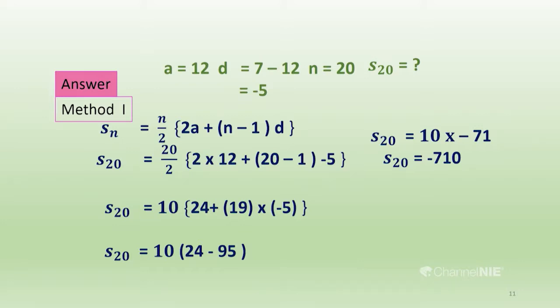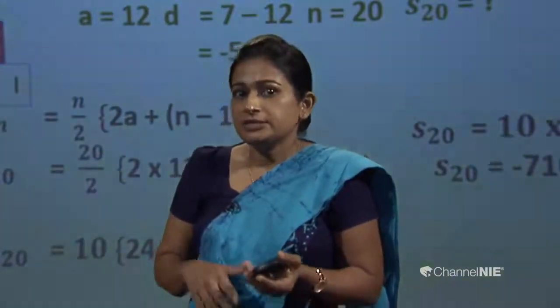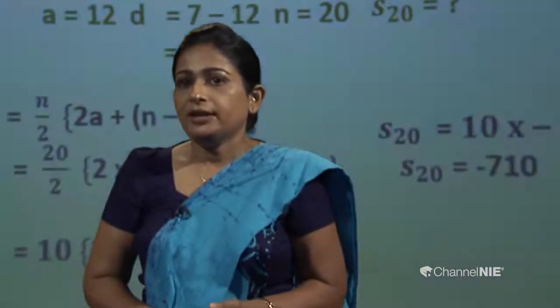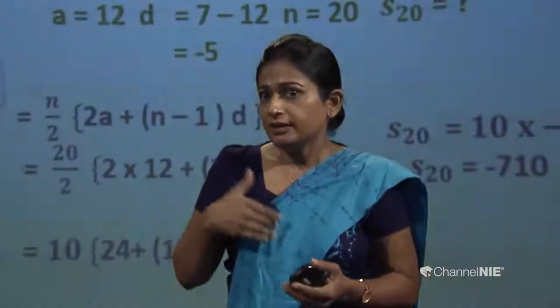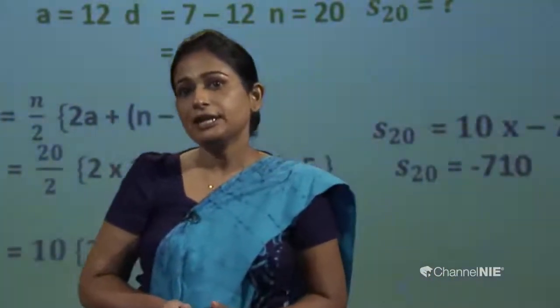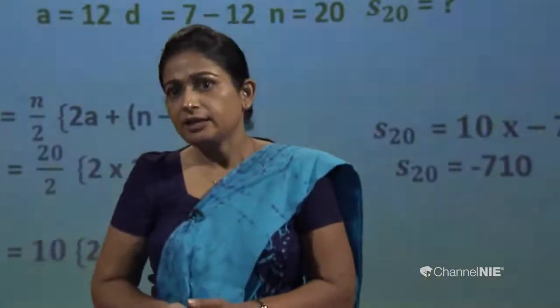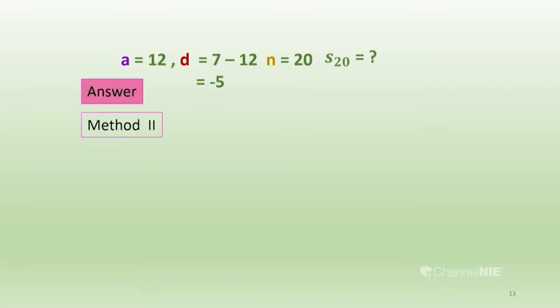Now, I am going to do the same sum using another formula, because that is a somewhat simpler formula. You may like to remember that formula. I am going to do that sum using the next formula. What is that? Sn equals n over 2 times... Here I am going to use the second method. Using the second method, Tn equals a plus n minus 1 d.